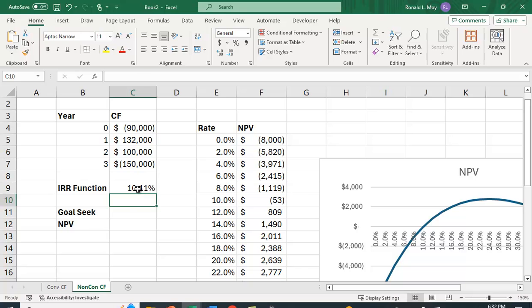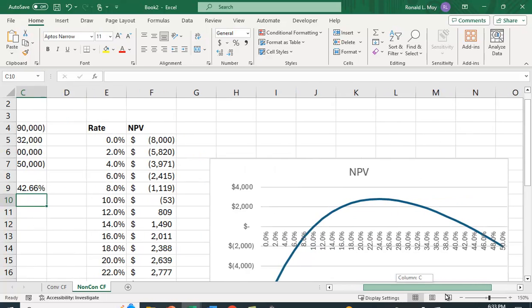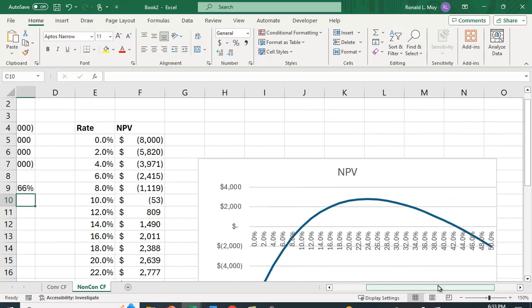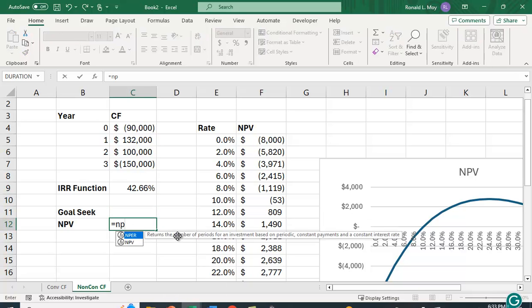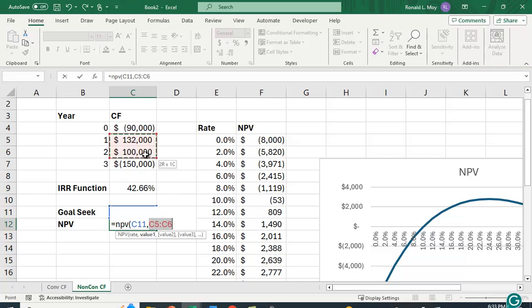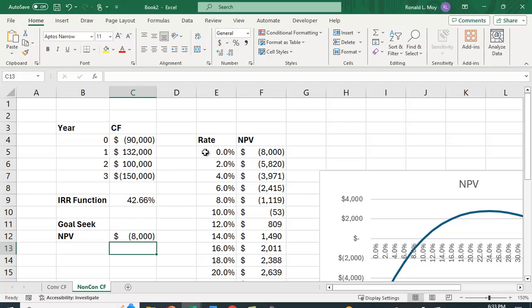If we were to start at a different number, so equals IRR, and we put the values in, and let's say we make our guess 40%, it'll start guessing and it'll find this value over here. Let's see what GoalSeek actually does for us. So let's put in the NPV function. NPV, okay, here's the interest rate, the cash flows, and then we're going to add back in this negative cost or subtract out the cost. And let's let GoalSeek do this and let's see what GoalSeek comes up with.